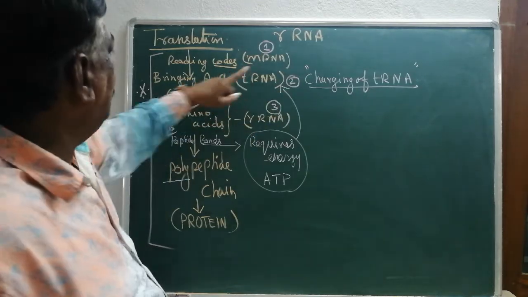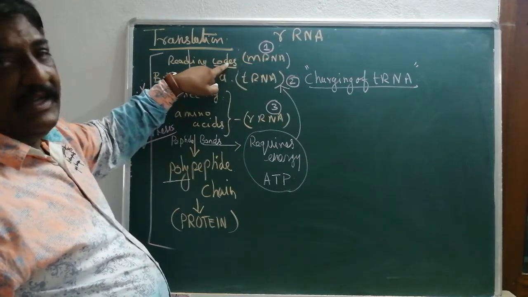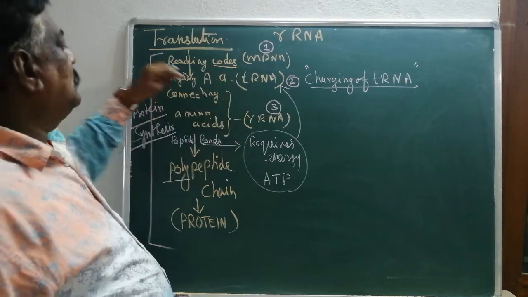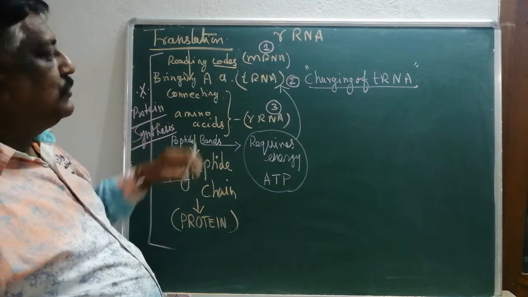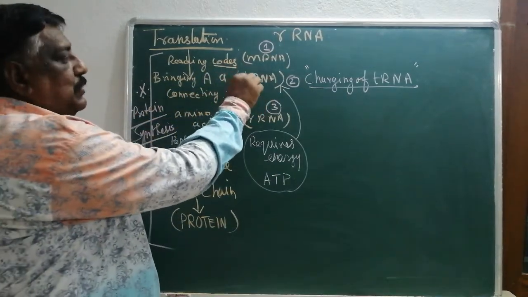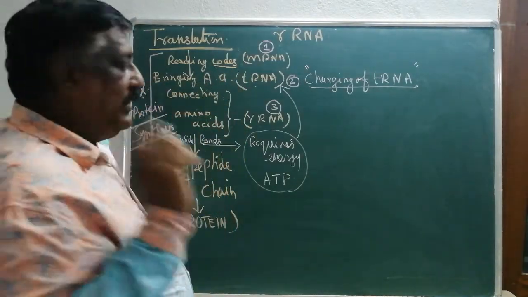First, the mRNA. So it reads the codes. The codes exist in the mRNA, and the code was read by tRNA. So after reading the code, it brings amino acids. To bring the amino acids, it has anticodes. So it brings the specific amino acids, which we have seen in the gene coding.